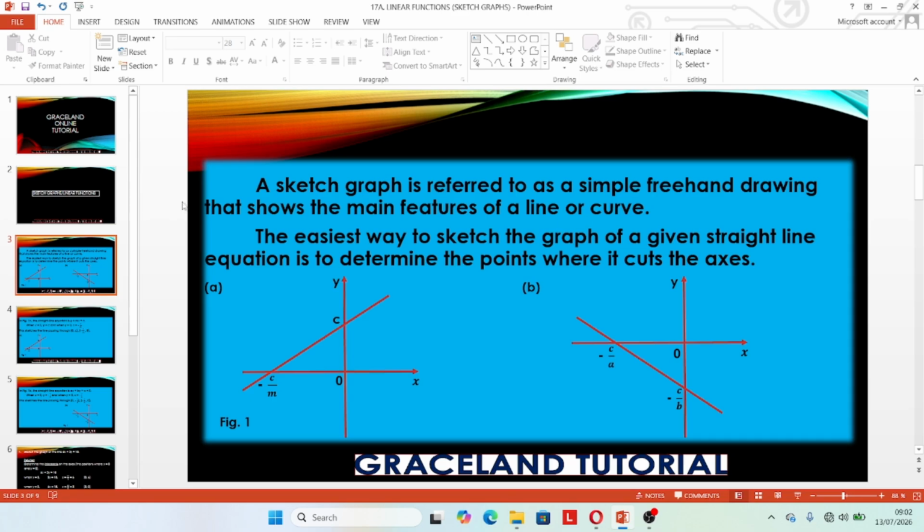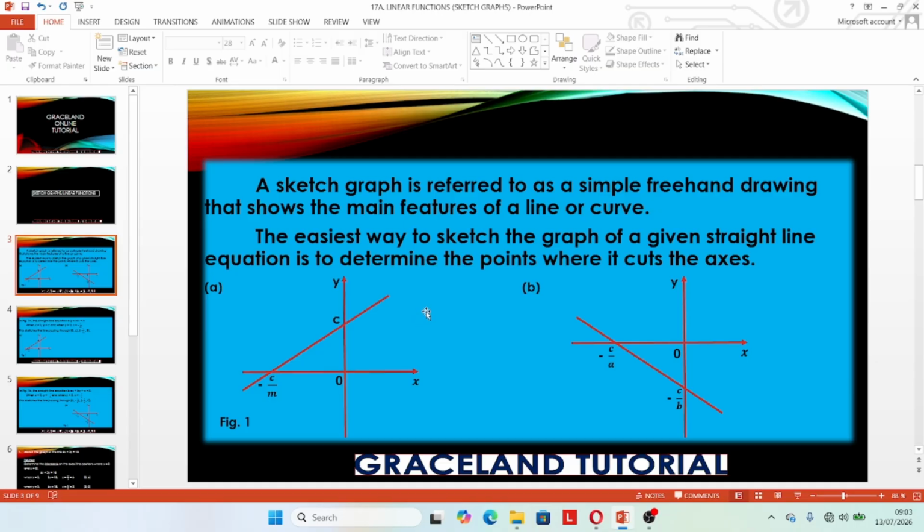Now back to our tutorial. What do we mean by sketch graph? A sketch graph is referred to as a simple freehand drawing that shows the main features of a line or curve, which means it is just a freehand drawing. You might not need a graph booklet to draw this.